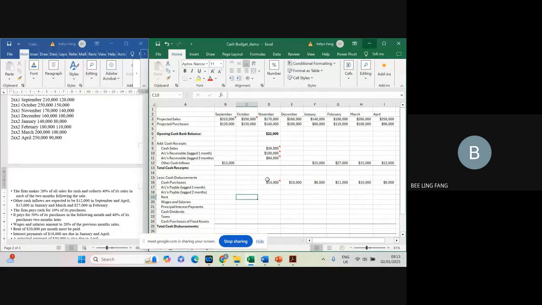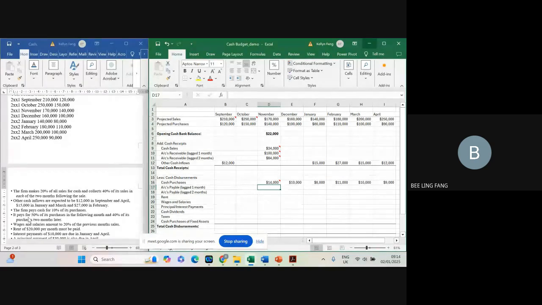Right, so 10%: pay cash for 10% of the purchase. So 10% times the purchase for each month. You just key in one and then drag. But in the exam, you have to calculate manually, that means 0.1 times the purchase.